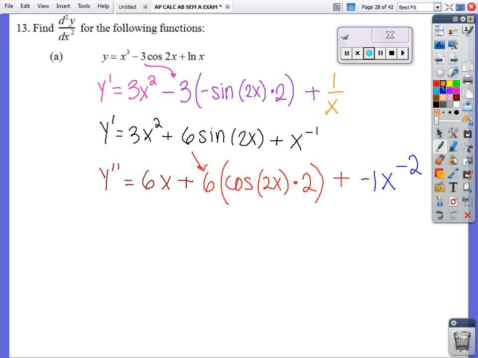and then I'm going to rewrite this just so you can see the other ways it could be written. So 12 cosine of 2x, and then the last term I would probably rewrite as negative 1 over x squared.